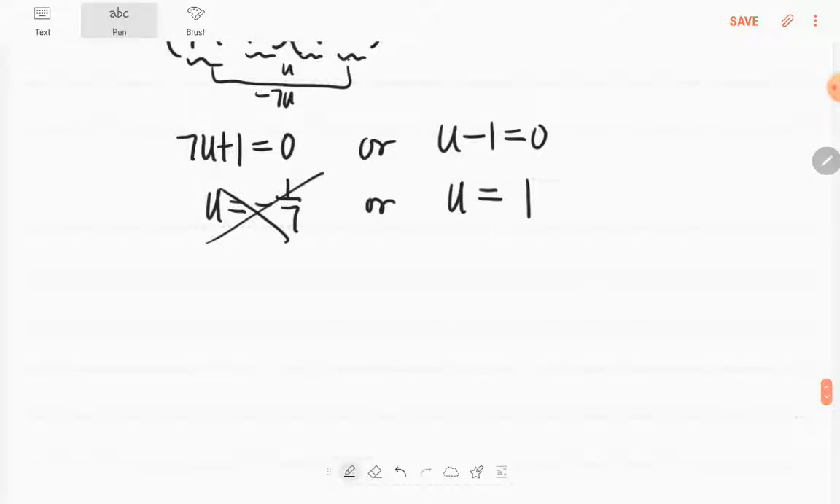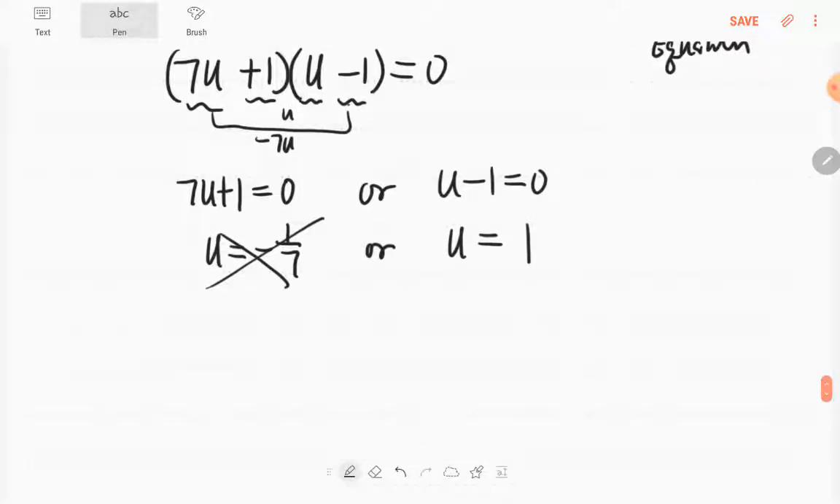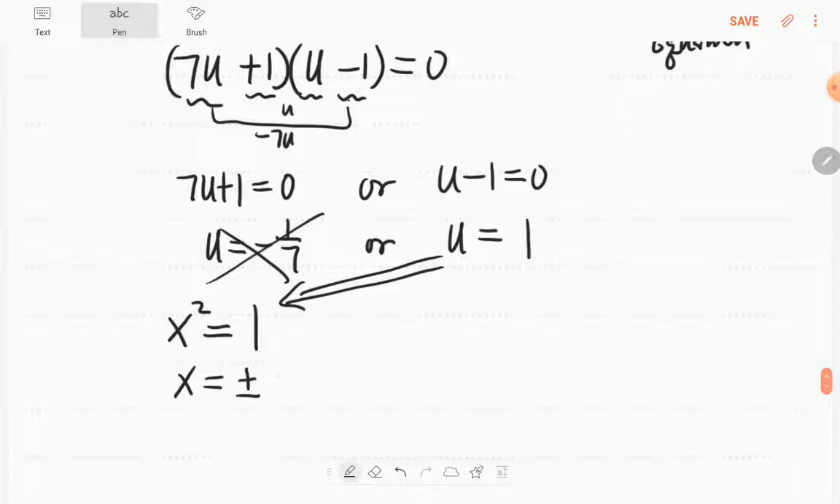Keep in mind our solution is for x, not for u. So this is not the end of the problem. We need to plug back in u equals x squared. So you have x squared equals 1, right? We use the square root property. x equals what? Take the square root, then you add plus or minus. So it's plus or minus 1. So you have two solutions.